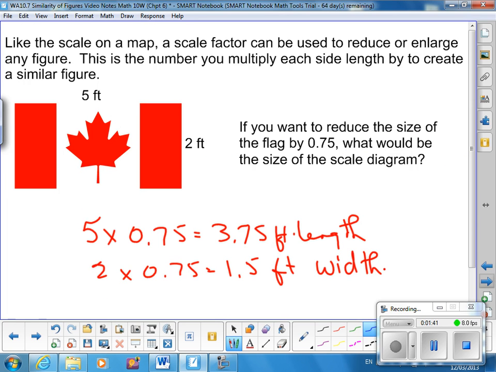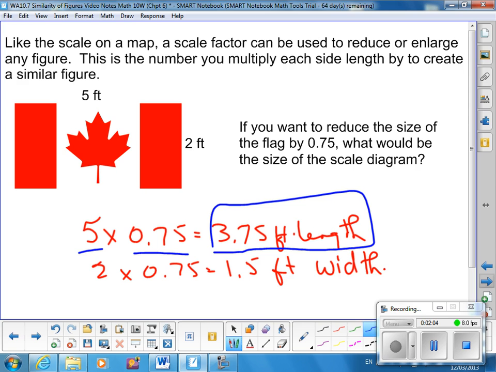Like a scale on a map, a scale factor can be used to reduce or enlarge any figure. It is the number you multiply each side length by to create a similar figure. So I want to take this Canadian flag and reduce it by a scale factor of 0.75. I would take the length, multiply it by the scale factor to get a new length of 3.75 feet. I would take the original width, multiply it by the scale factor, and get a new width of 1.5.